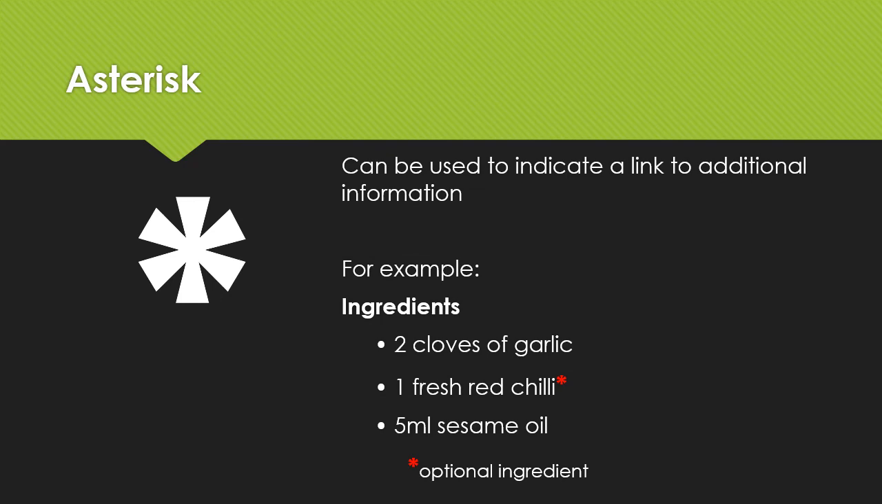Okay. Last one. Asterisks. Asterisks are usually used to indicate a link to additional information. As you can see, in the first example, the writer wants the reader to know that one fresh red chili is an optional ingredient. They are often used in official documents, such as contracts, and the ingredients listed on food packaging.